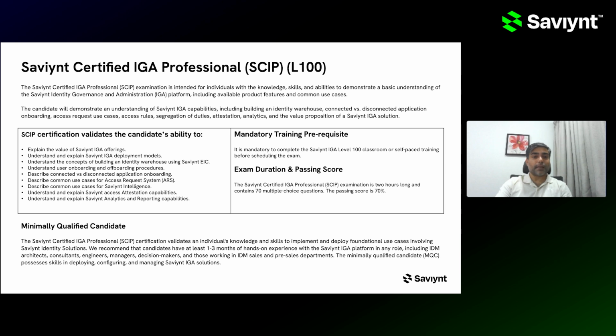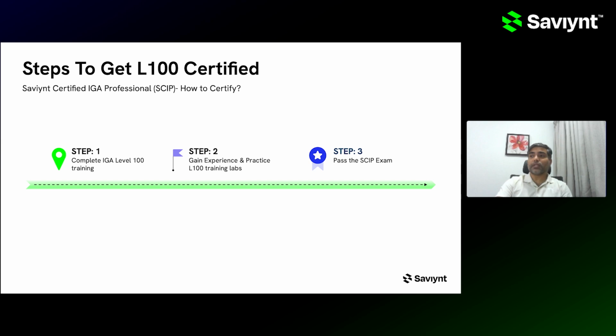So practice the hands-on labs, which are part of the training, but also try to get involved in some projects and get some experience under your belt, which will put you in a very good position to successfully pass the exam. Again, I would repeat that training is step one, wherein you complete the level 100 training. Step two is to gain some experience with our IGA platform, practice the L100 labs, and eventually pass the SCIP exam, the Saviynt Certified IGA Professional exam.